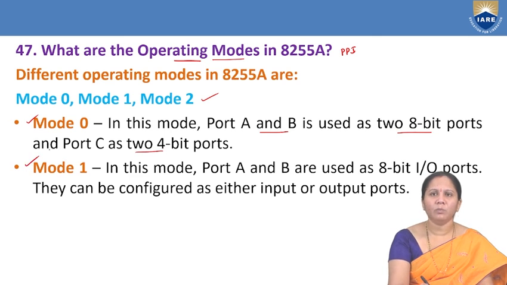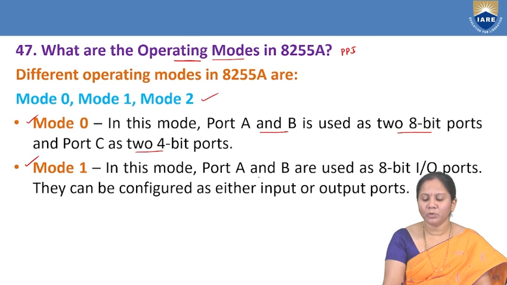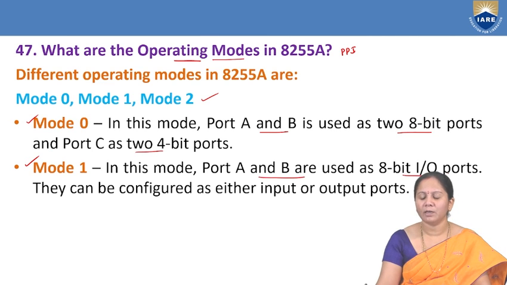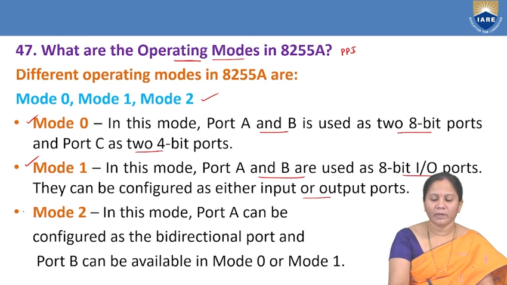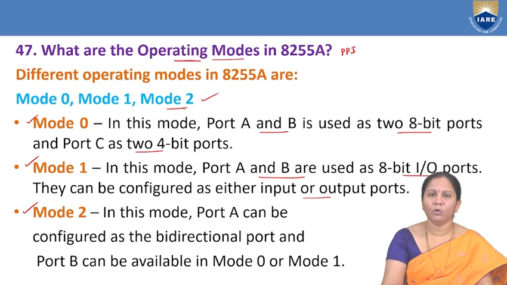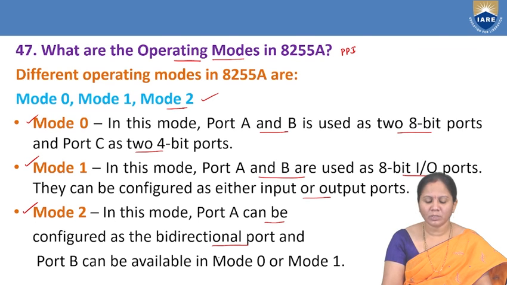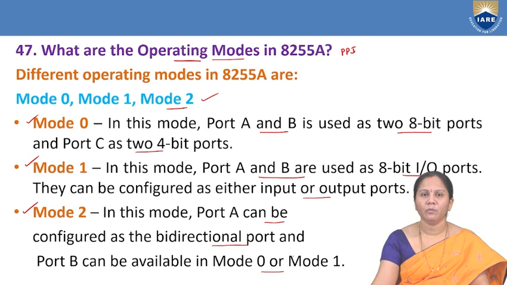When it is operating in mode 1, port A and port B are used as 8-bit IO ports, where they can be configured as either input ports or output ports. And when it is operating in mode 2, port A can be configured as a bidirectional port and port B can be available in mode 0 or mode 1. So these are the 3 operating modes.